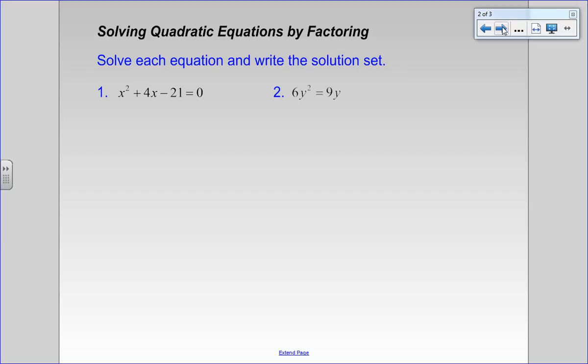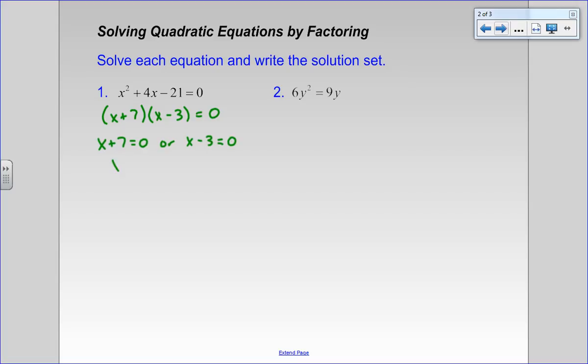Our first quadratic equation is x squared plus 4x minus 21 equals 0. Note that this equation is already in standard form, so we can proceed to factor the trinomial. It's the product of two binomials, x plus 7 and x minus 3. Now we will make use of the principle of zero products. Since those two factors have a product of 0, one or the other of those factors must be equal to 0. So we can write two equations, x plus 7 equals 0 or x minus 3 equals 0.